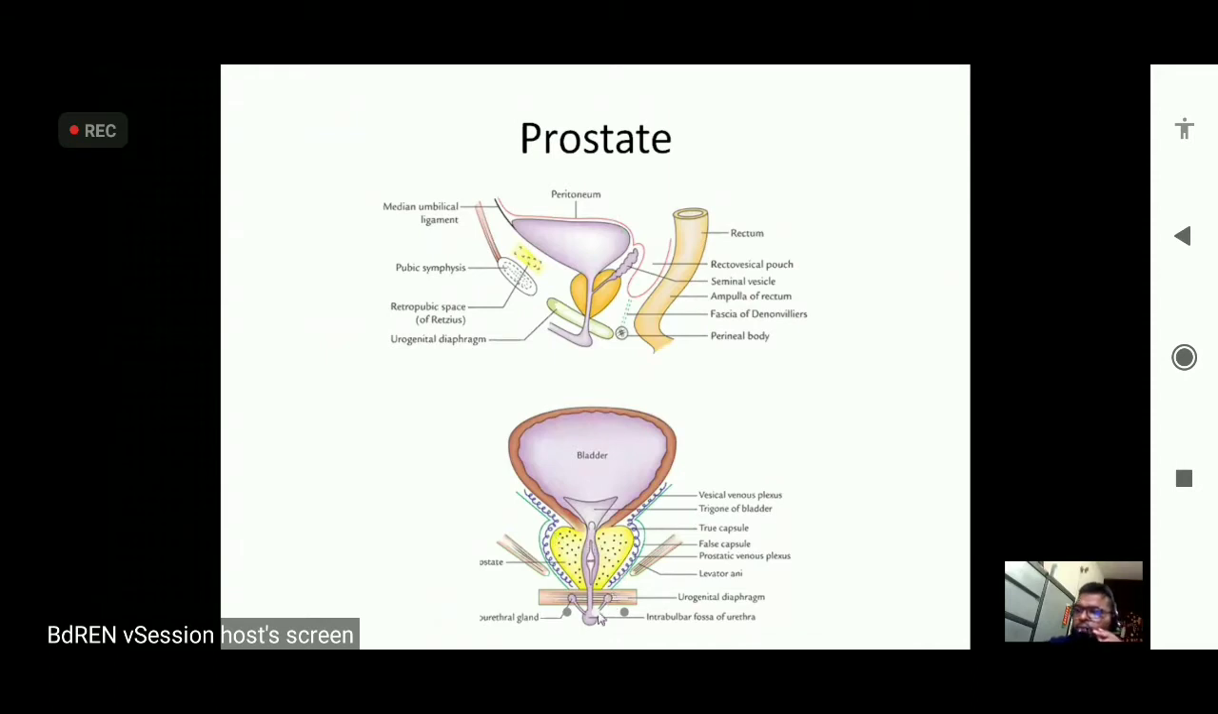Also you can see there is a gland in the substance of the urogenital diaphragm called the bulbourethral gland of Cowper. It is located within the urogenital diaphragm space, but it opens into the spongy part of the urethra, the bulb of the urethra, where its ducts open. And now we'll concentrate on the prostate.